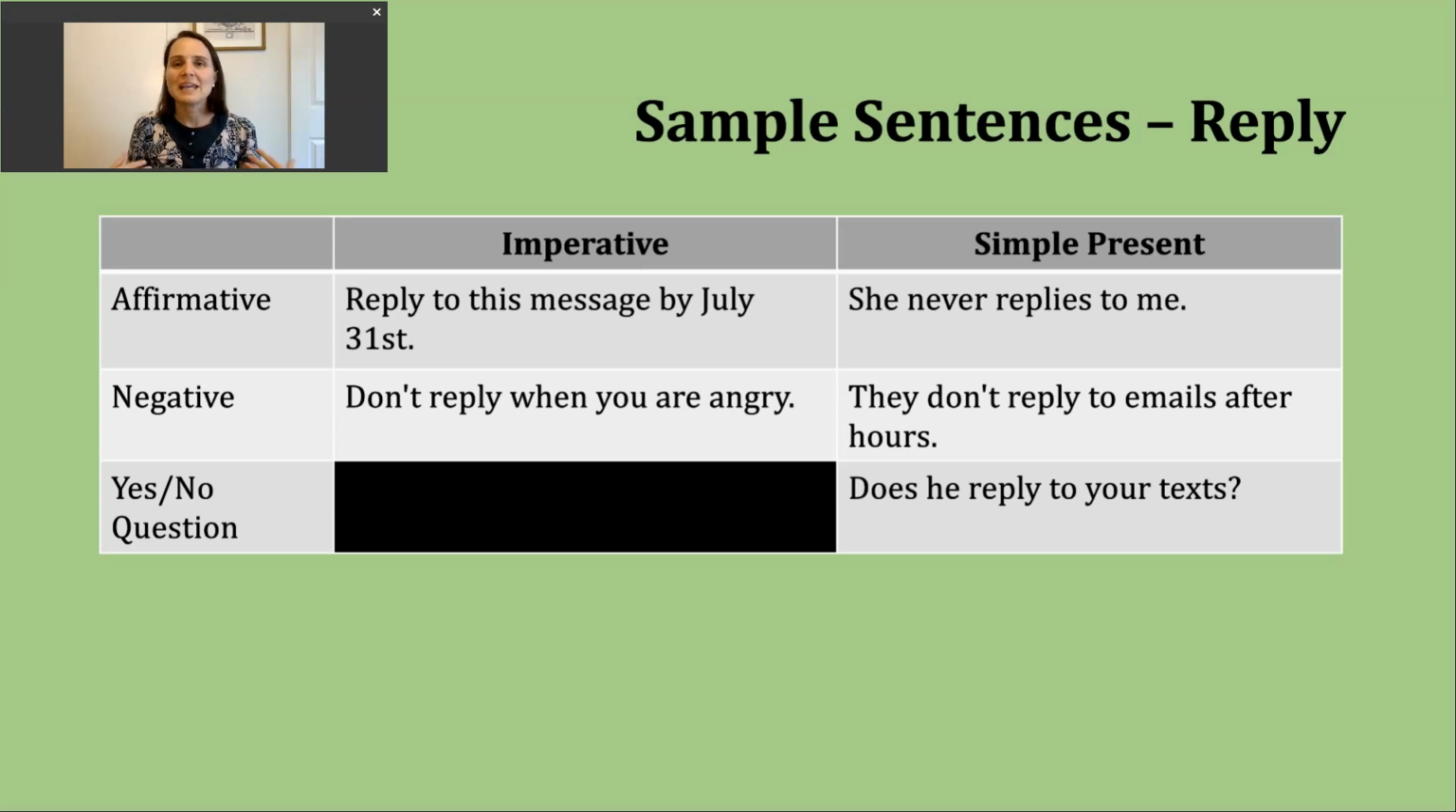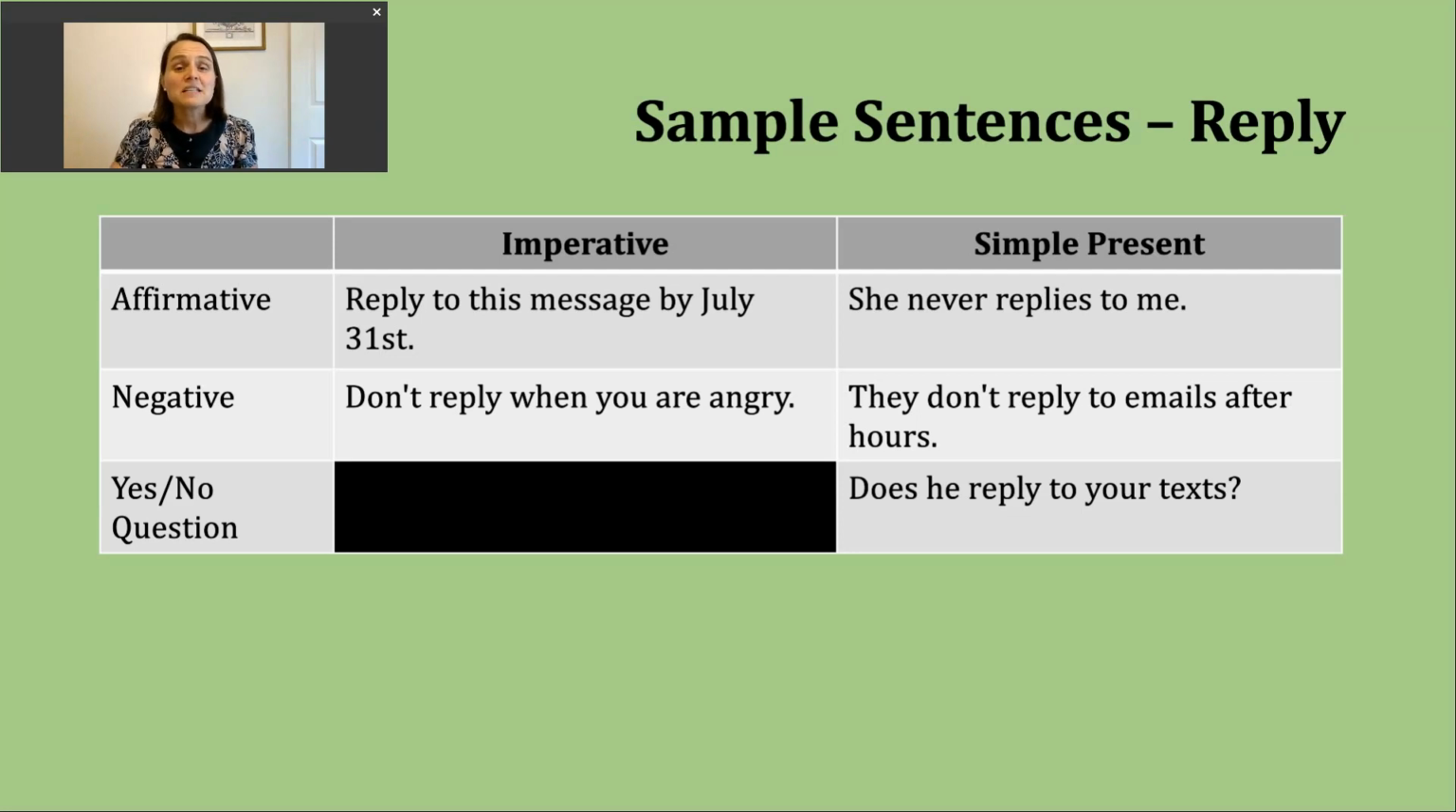Right? So here someone might see that someone is upset, and before they maybe send a text message or send an angry email, saying kind of like calm down, relax. This can be really a useful tip in your professional working life, or even in your personal relationships as well. You'll notice there are no questions in the imperatives. That's why you see that black box there.